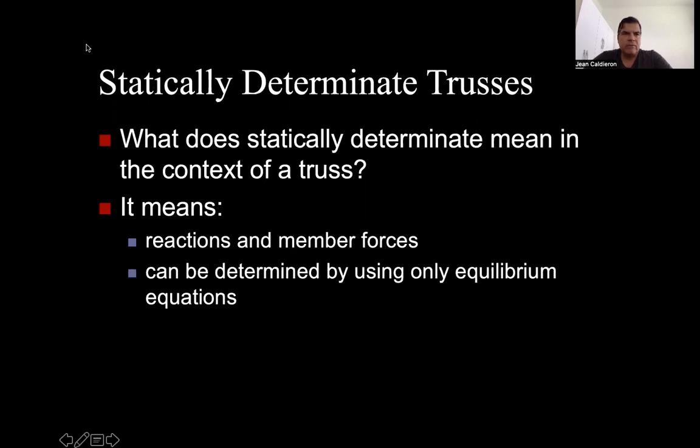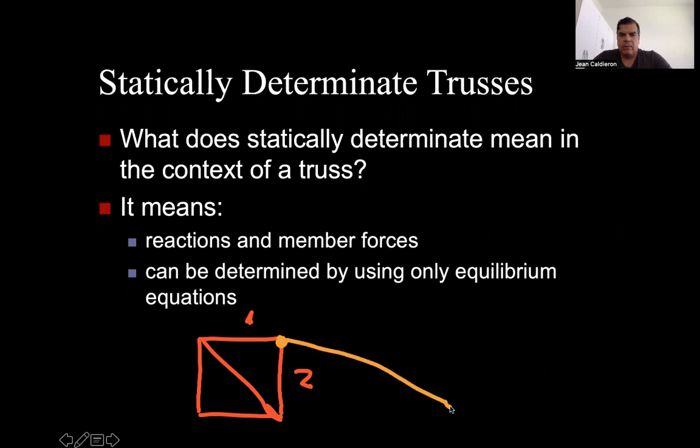For example, imagine that we have a truss that is made by triangles. We start with one triangle, and after, for every two new members, 1 and 2, we have one joint. And we continue doing always the same. We have, for example, one member, another member, and one joint. One member, another member, and one joint.